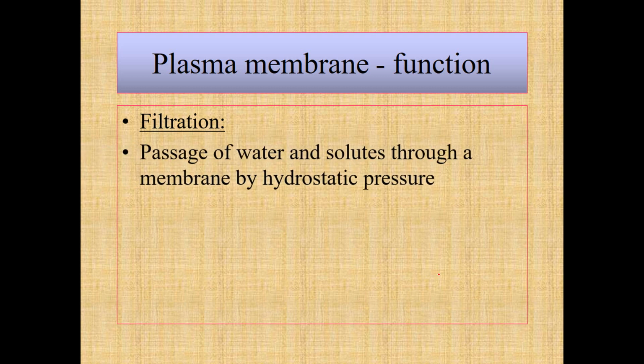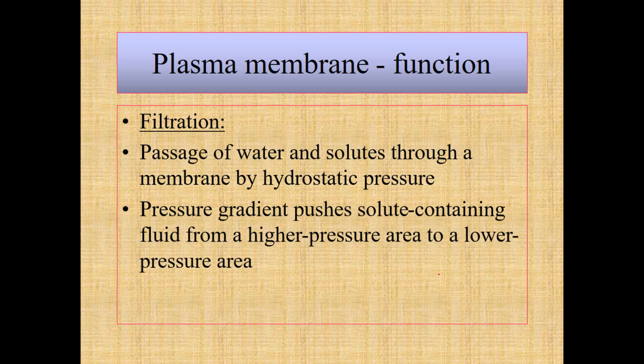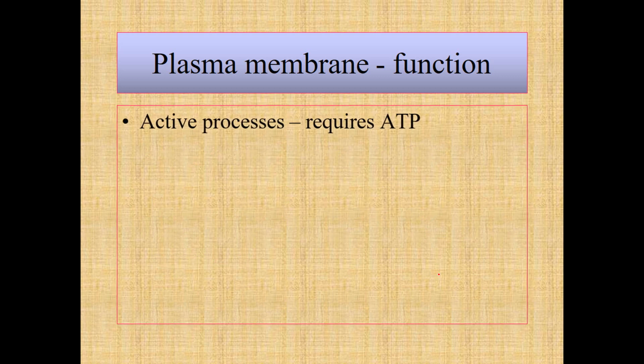Filtration is just when there is a pressure gradient. Hydrostatic pressure is just the pressure a fluid exerts on the wall of its container. So if we're talking about hydrostatic pressure in a blood vessel, that is really the same thing as blood pressure. Okay. So up to this point, everything that we've covered has been passive processes. So now we're going to move to active processes. So these require ATP.